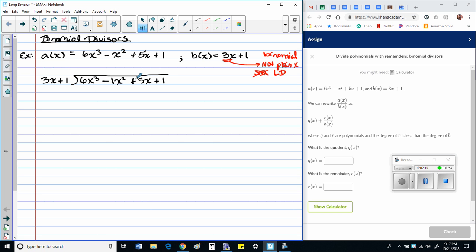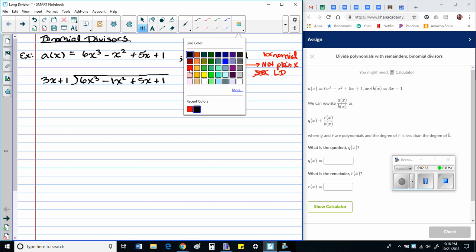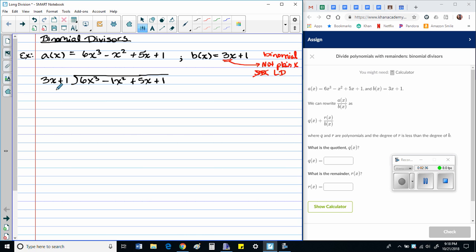All right. Now you have to do the first one into the first one. So first we're going to say first into first, and that's all you ever have to concentrate on. So we're going to grab our other color, and we're going to underline this first one and this first one. All right, and then over here on the side, we're going to just write them. So it's like 6x cubed divided by 3x. And see, this is like the monomial division that we practiced before.